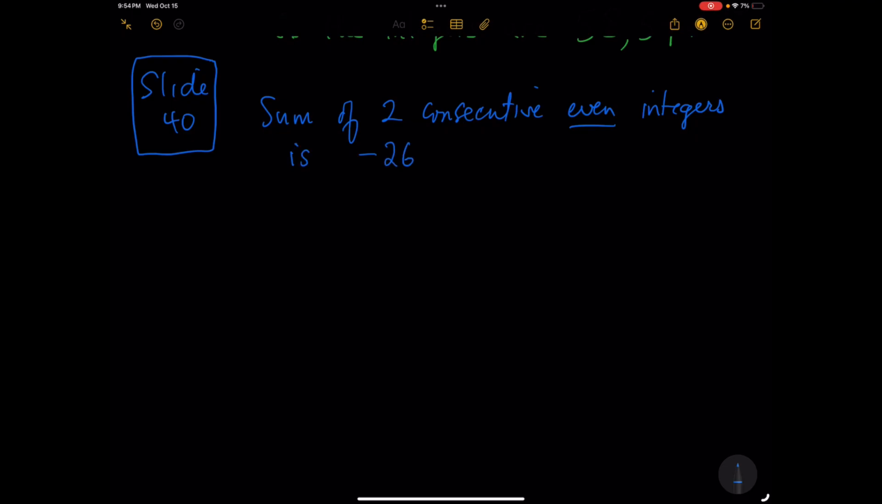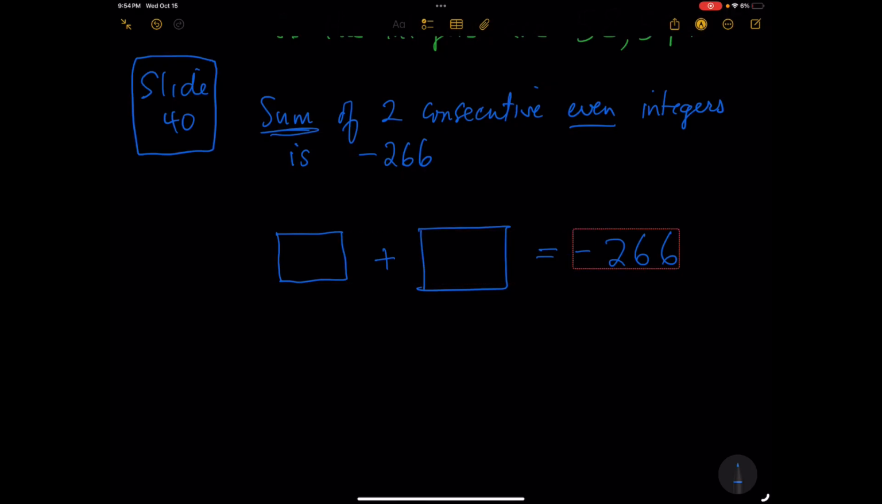is negative 266. So if I think about that, if you take a number, I just put a box for a minute, and we're going to add another number because it says sum, so we're going to add two numbers, and this is going to be equal to negative 266. So these are both going to be negative numbers, okay? And let's talk about even numbers. If it's even, it means that it's a multiple of 2, like 2, 4, 6, 8, 10, 12, 14, 16, and so on.